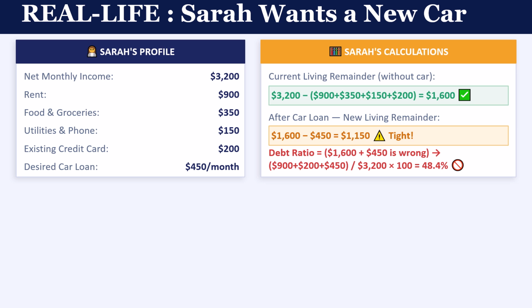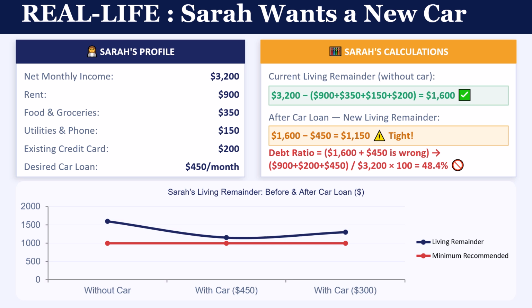After calculation, we get her expenses, the sum of her rent, food, grocery, utilities, phone, existing credit card, and the zero car loan. After calculation, we get 1,600, the rest of her net income minus her expenses. After the car loan, new living remainder, we have 1,150. It's very tight. The debt ratio is 48.4%. You are in danger. So don't do this.